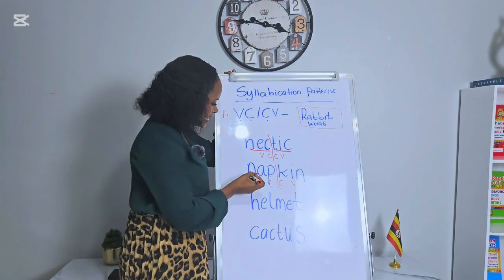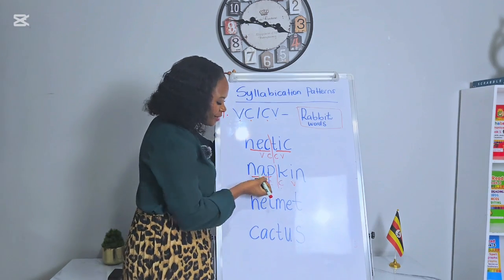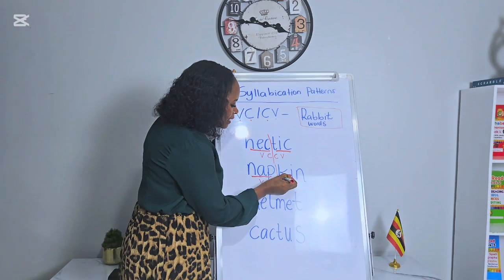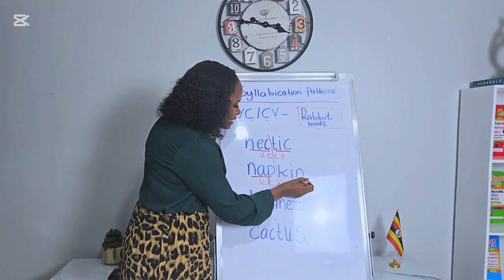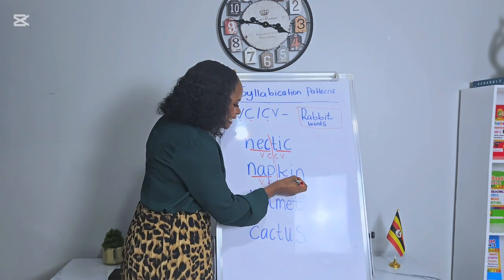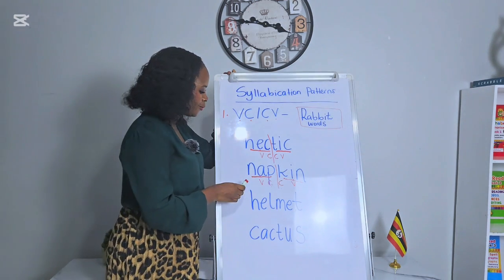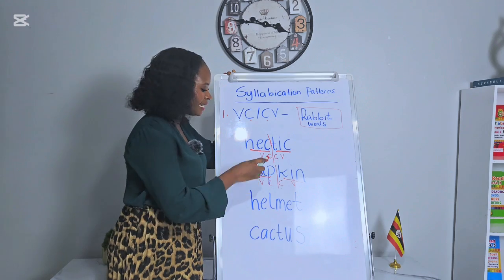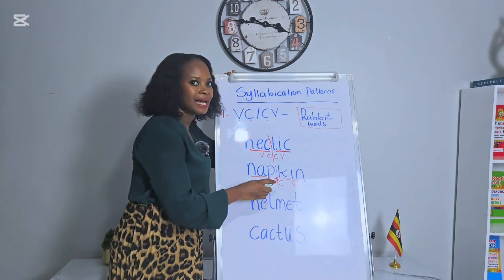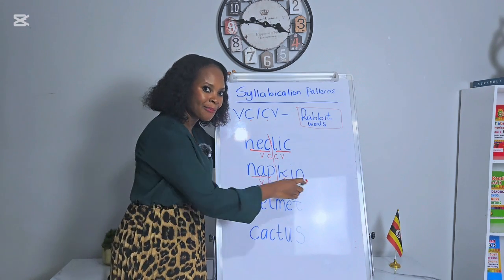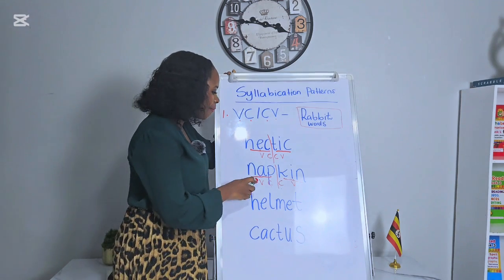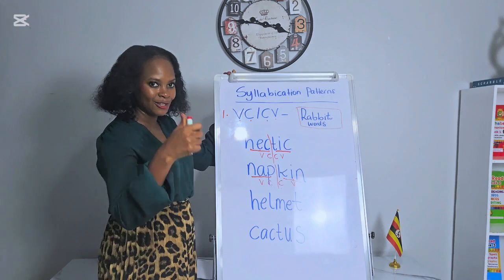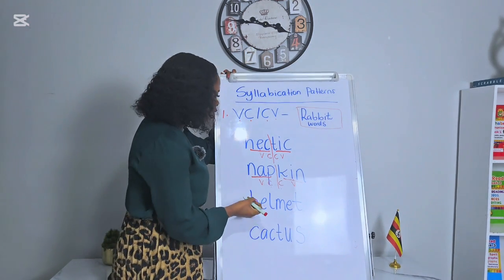P. Blend, nap. The first part is nap. Let's do the next one, sounding out. Blend, keen. We have two parts. Which ones are they? Nap, keen. Your turn. Blend, which word do you hear? Amazing. Napkin. The whole word is napkin. Good job. Let's move to the next one.